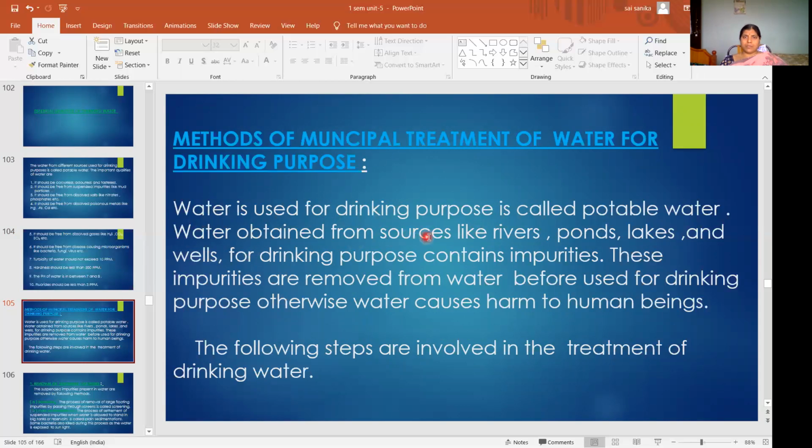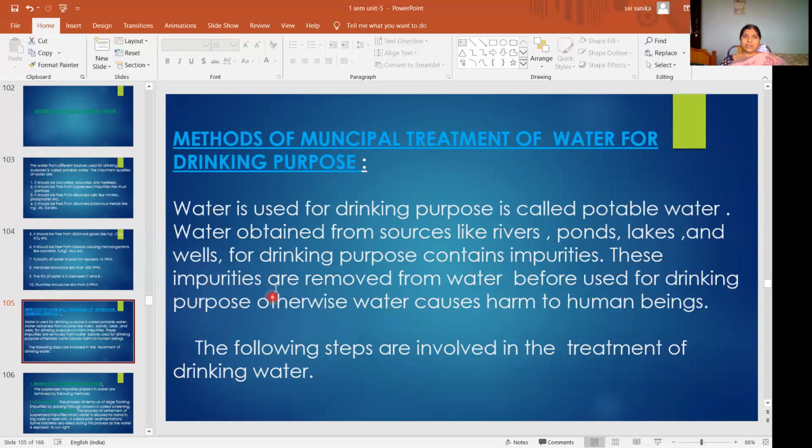Water obtained from different sources like rivers, ponds, lakes and wells for drinking purpose contains impurities. So whatever the water you are getting from the different sources like rivers, ponds, lakes and wells, they contain impurities. These impurities are removed from water before it is used for drinking purpose. Otherwise, water causes harm to human beings. So before drinking, these impurities will be removed from the water.